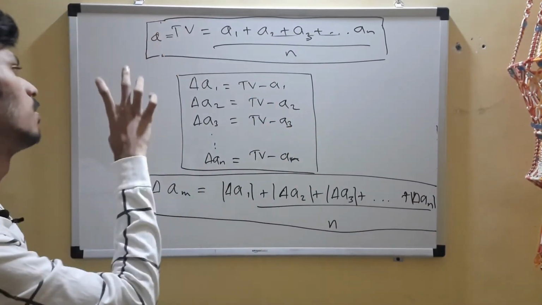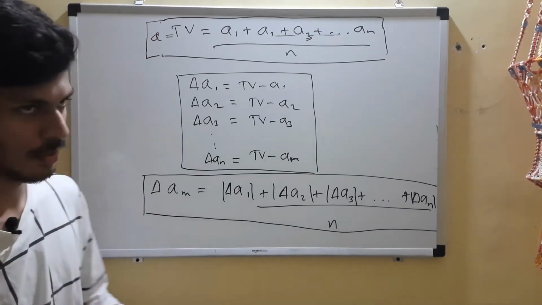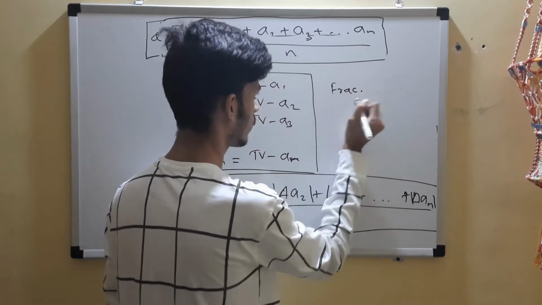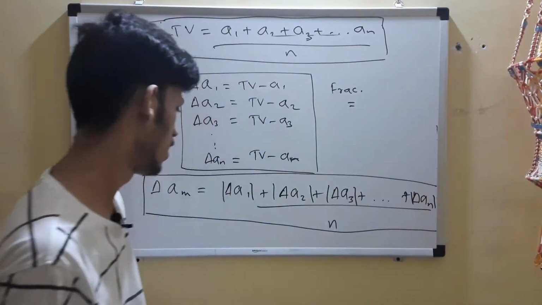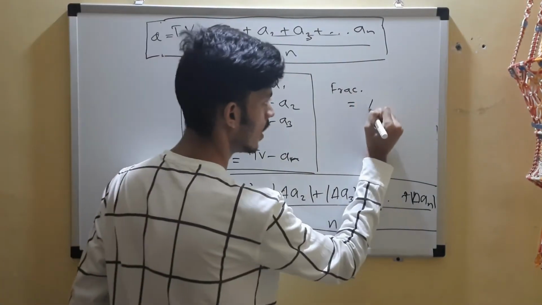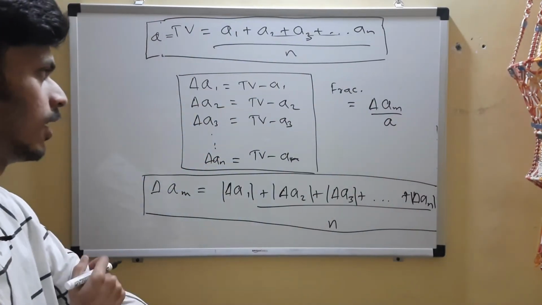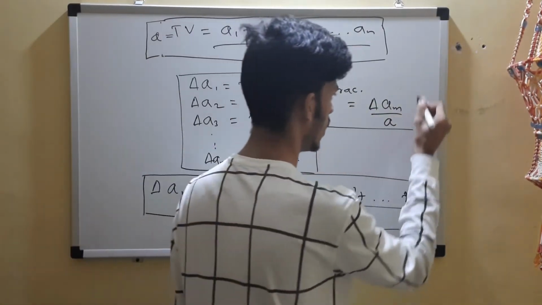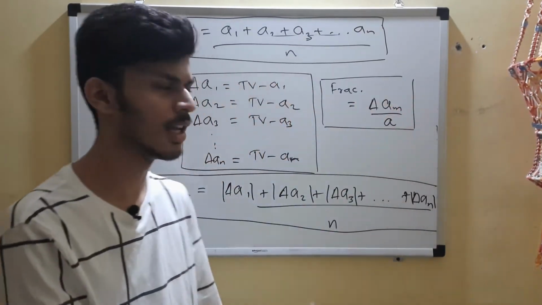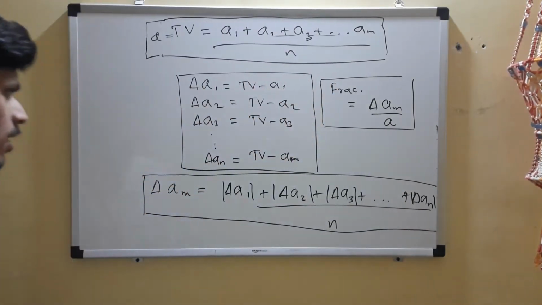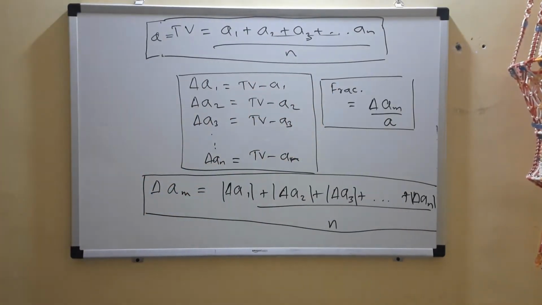So this is true value, absolute error, mean absolute error, and finally we learned percentage or fractional error. That was given by you take the mean value, delta A mean upon A, or upon TV, whatever you want to write. That is the fractional error, and finally the percentage error, you multiply this by 100. So this was a quick revision of what we discussed for the last 15 minutes maybe.